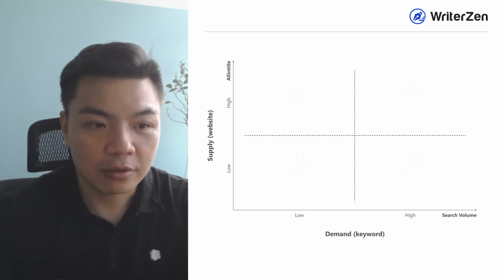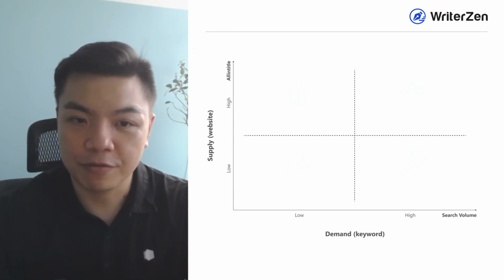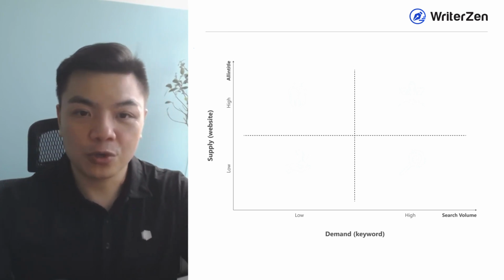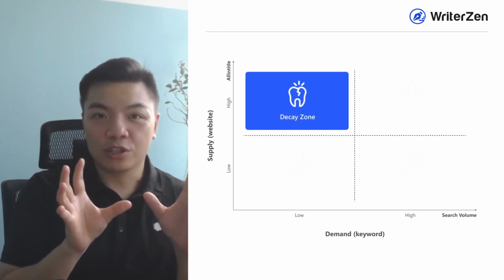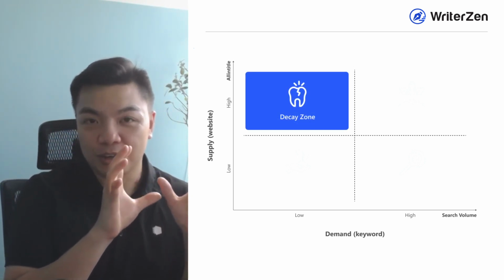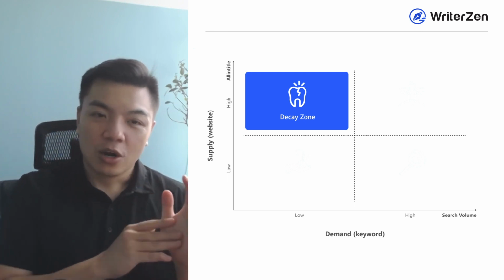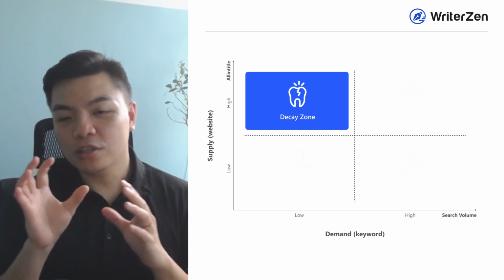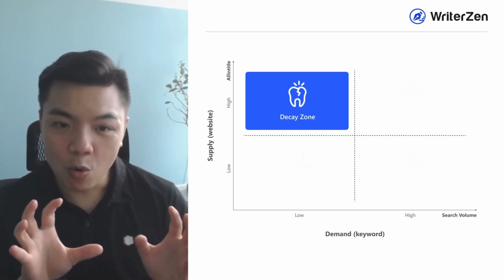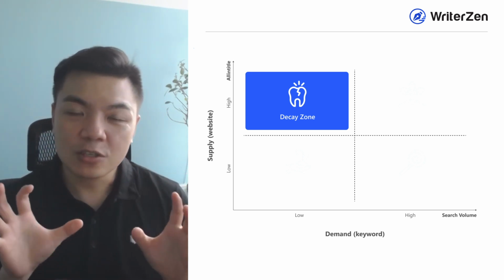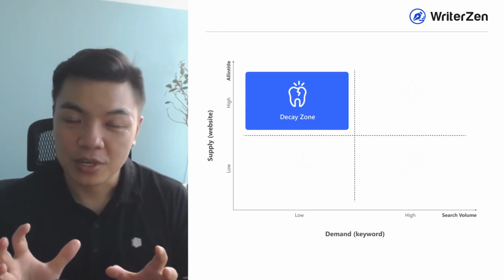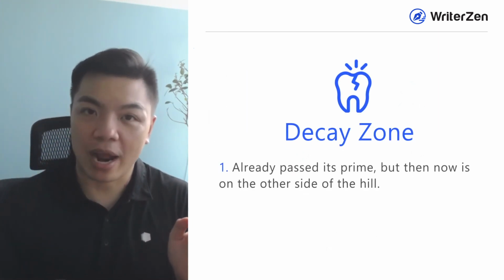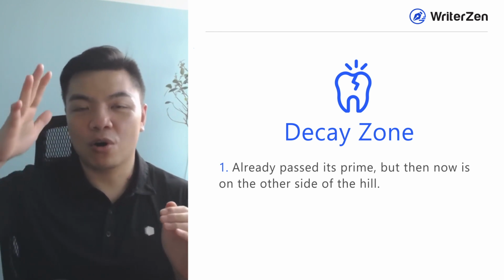So in its breakdown, as you can see here, it's broken down into 4 different zones. The first zone is the one on the top left of the graph. As you can see, on the supply end, it's a very high allintitle number, yet on the demand end, it has a very low amount of search volume. This is what we call the decay zone. A decay zone contains all the keywords that have already passed their prime. It's a keyword that has gone over to the other side of the hill.